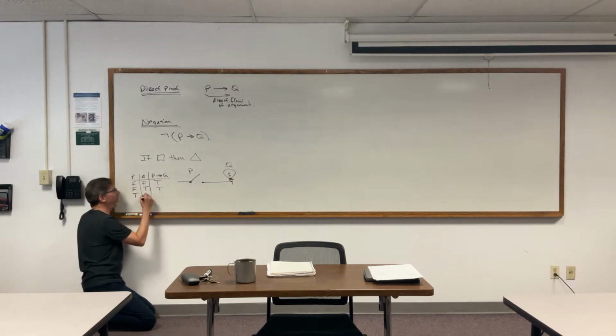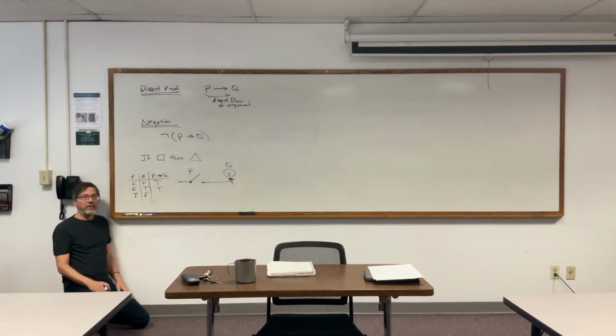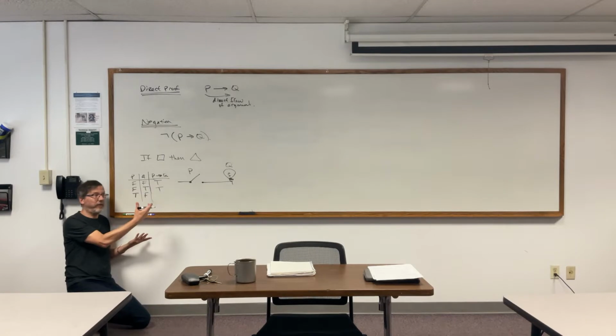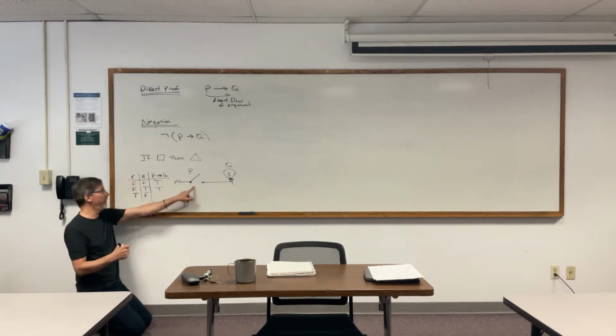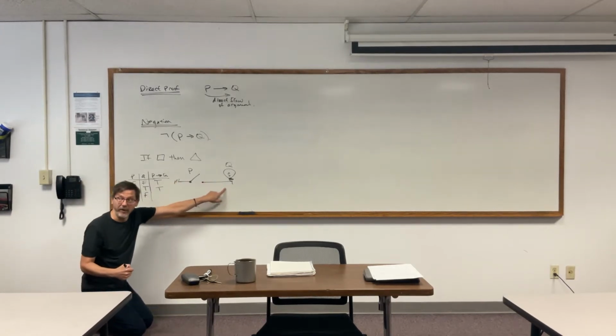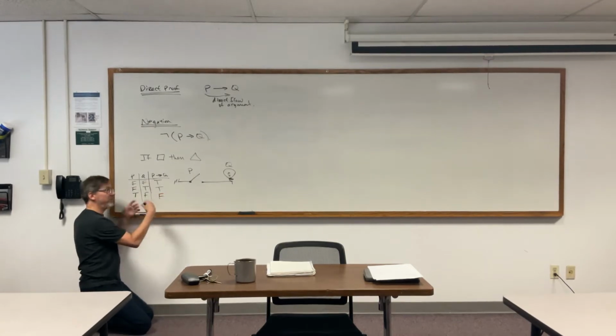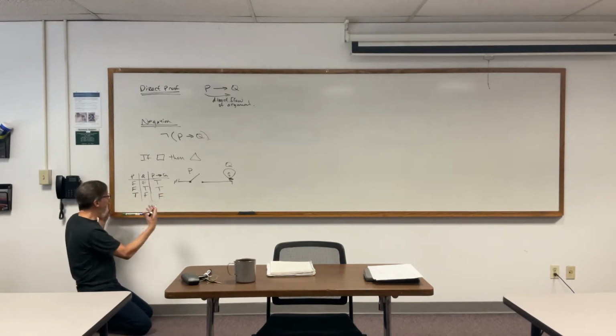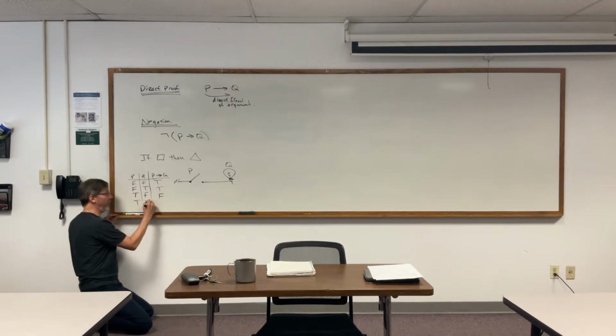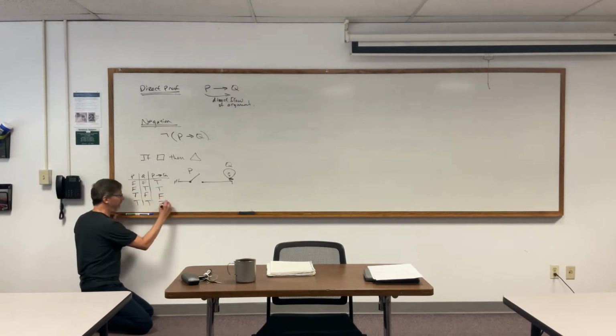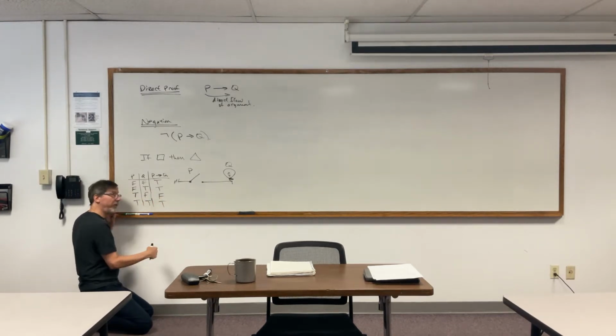My switch is closed and the light is off. No, that can't happen. If this is the legit setup and this is a power source, when that switch is on, that light is on. So this is a false output. It can't happen. And then, of course, if the switch is on and the light is on, that does make sense. That's why we put the switch there.